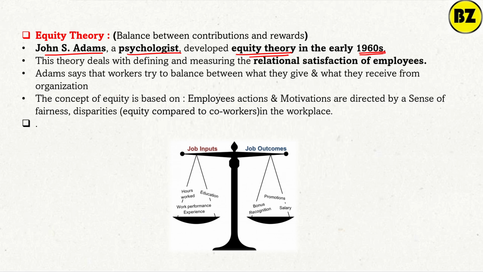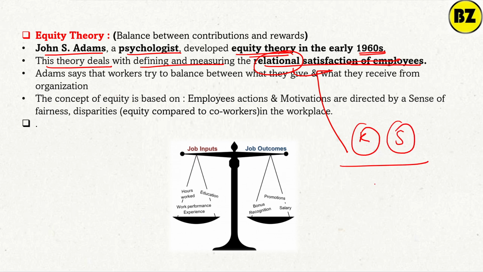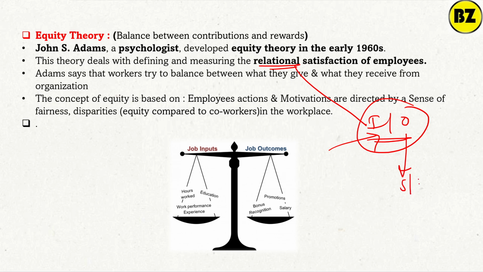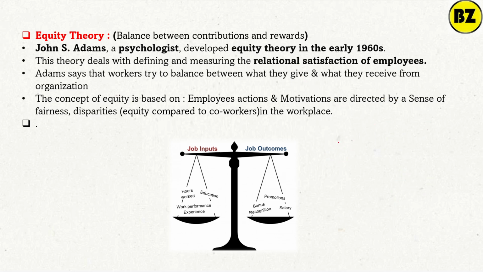Adams developed this theory. It deals with defining and measuring the relational satisfaction of the employee. Relational satisfaction means they relate satisfaction to the work they are doing and what they are getting, right? So the equity theory simply relates the input and output of the job. How much work you are doing is the input, and how much salary or satisfaction you get from that is the output, right? That's why it is called the relational satisfaction of the employee.